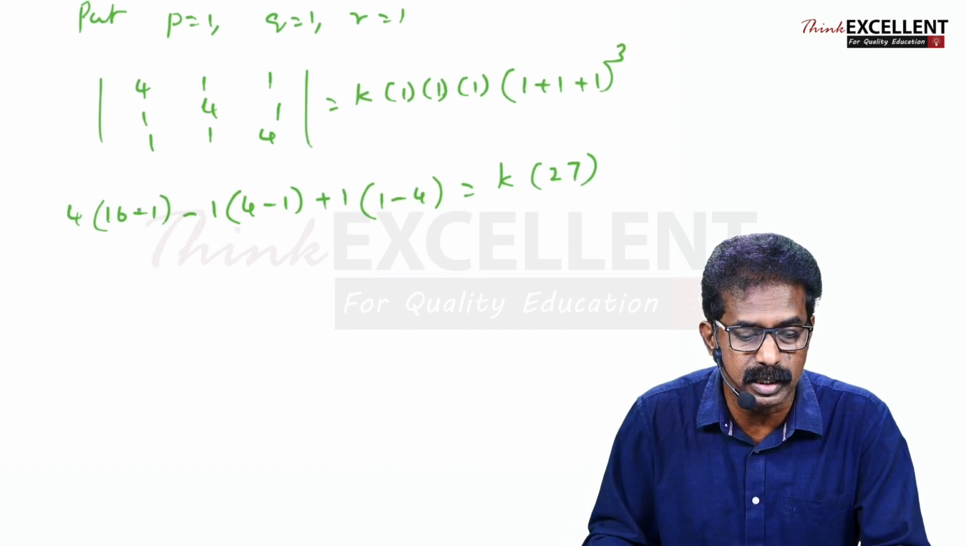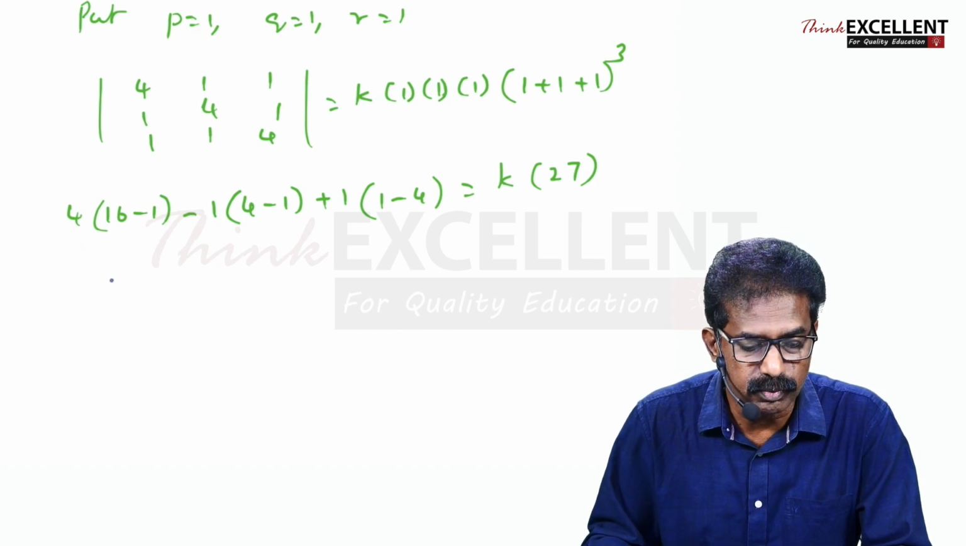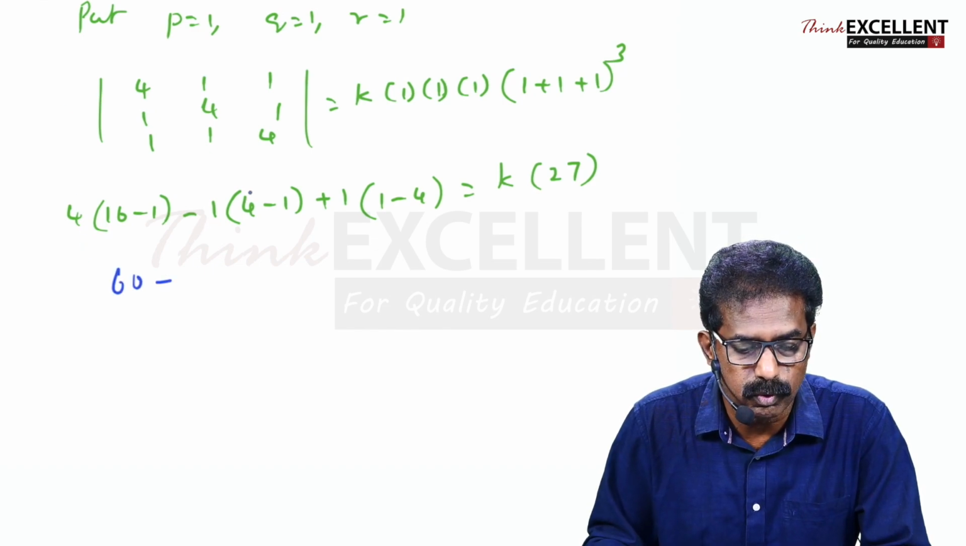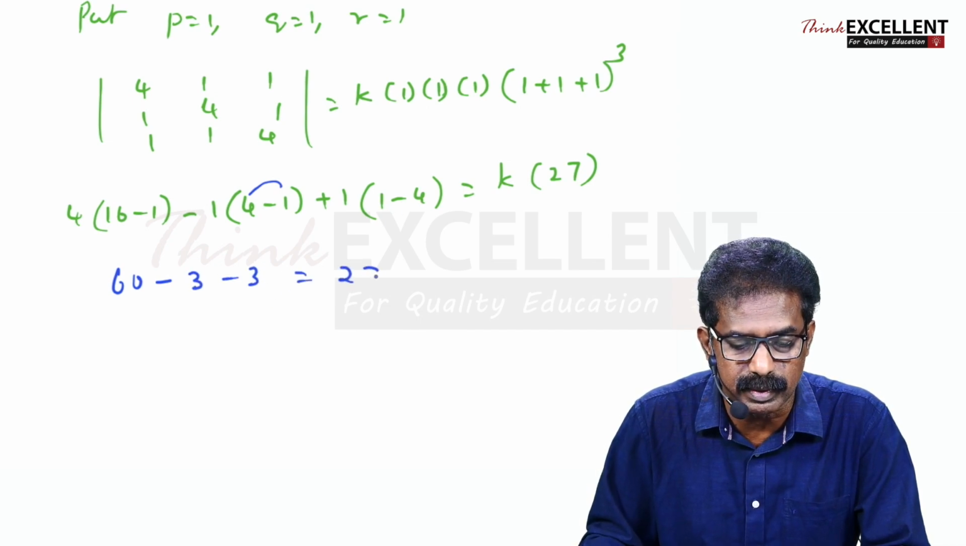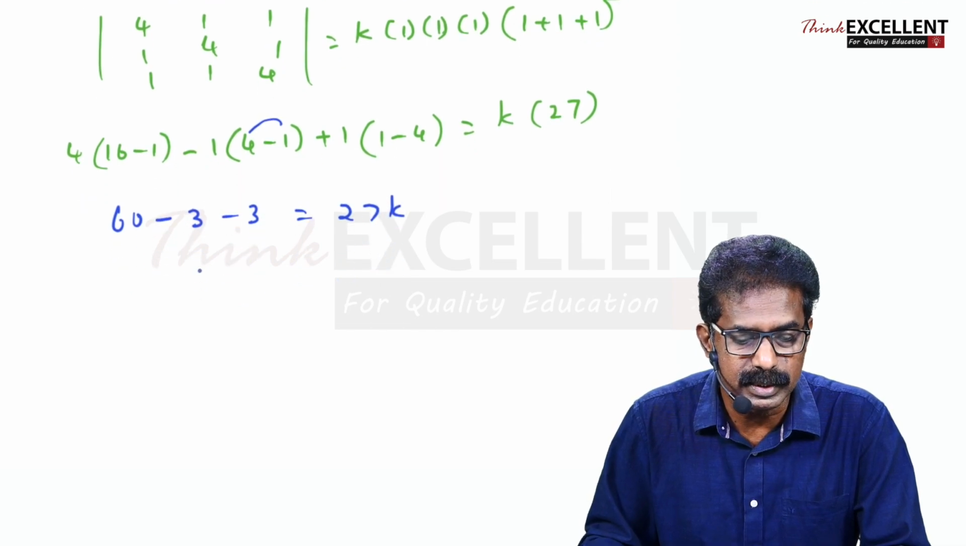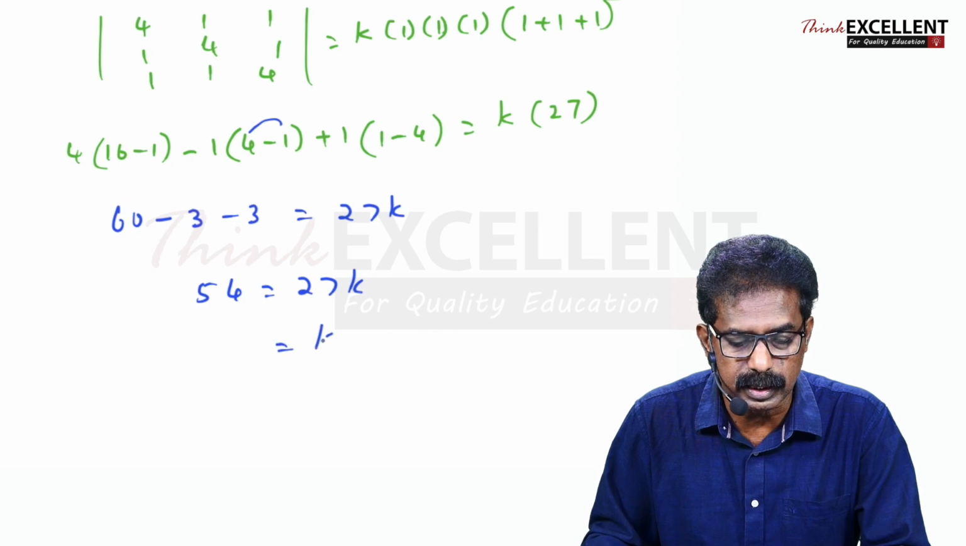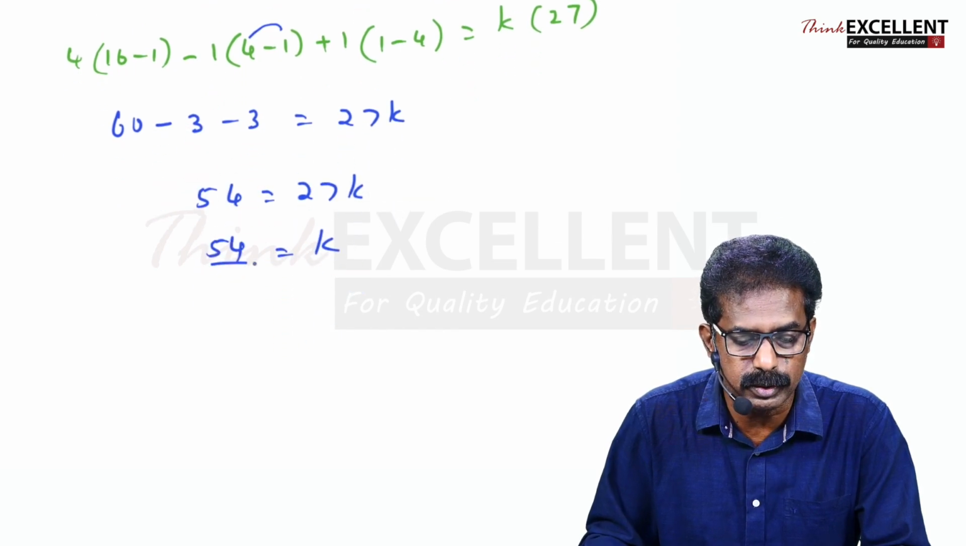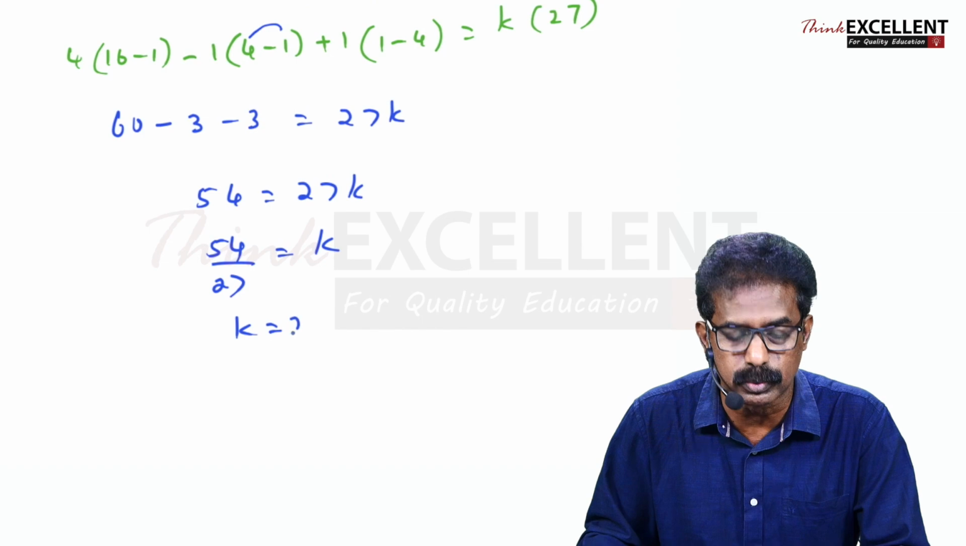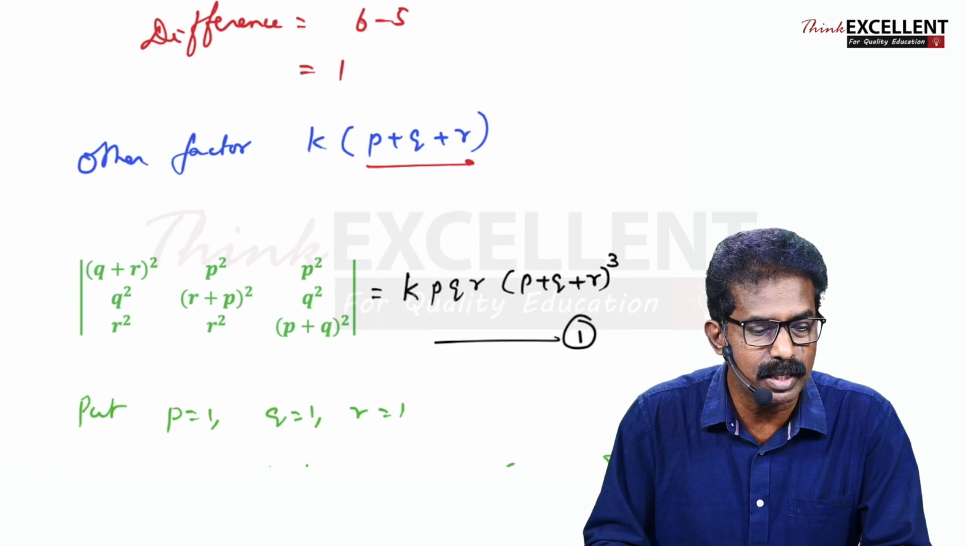So here 16 minus 1, 15 into 4, 60, minus 4 minus 1 is 3, minus 3. Here 1 minus 4 is minus 3, so minus 3 equal to 27k. 60 minus 6, 54 equal to 27k. So you are getting k equal to 54 by 27 cancels exactly 2, k equal to 2. Now k value got it.